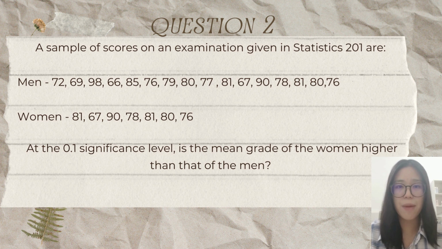Question 2 shows a sample of scores on an examination given in Statistics 201. Men recorded 72, 69, 98, 66, 85, 76, 79, 80, 77, 81, 67, 90, 78, 81, 80, and 76. Women recorded 81, 67, 90, 78, 81, 80, and 76. At the 0.1 significance level, is the mean grade of the women higher than that of the men?